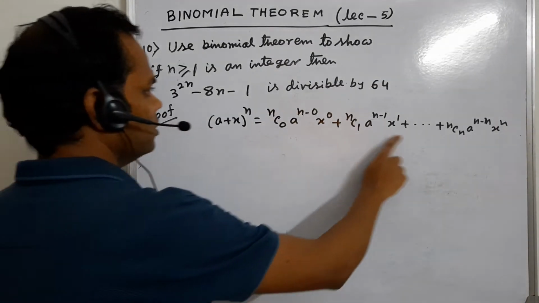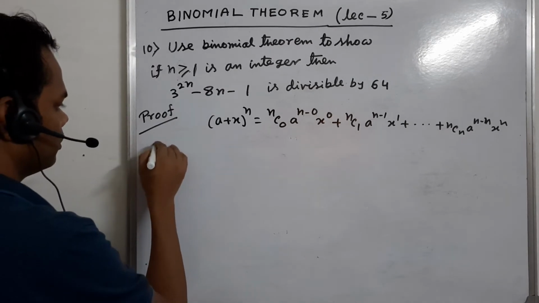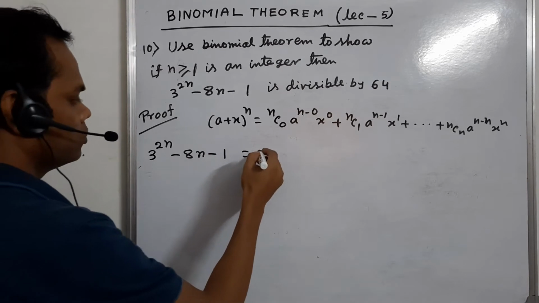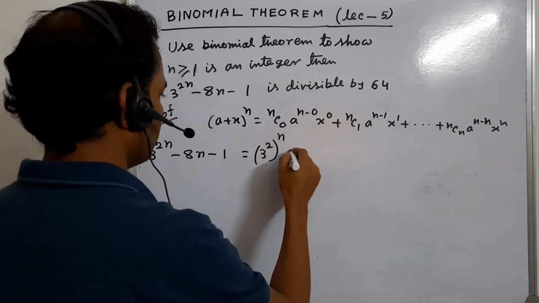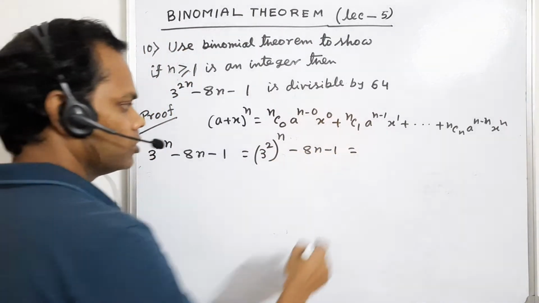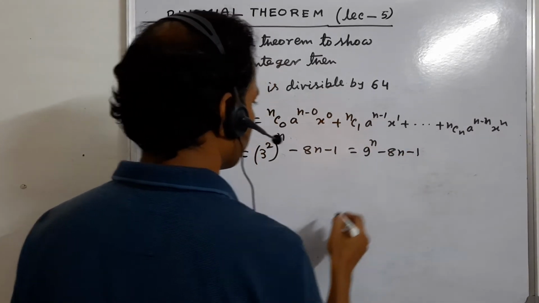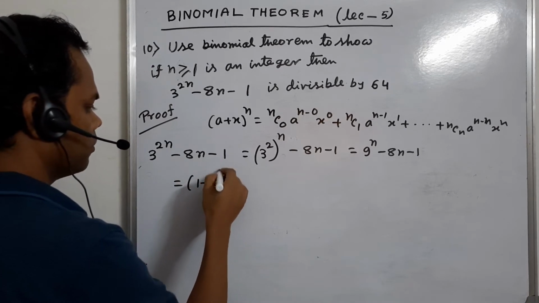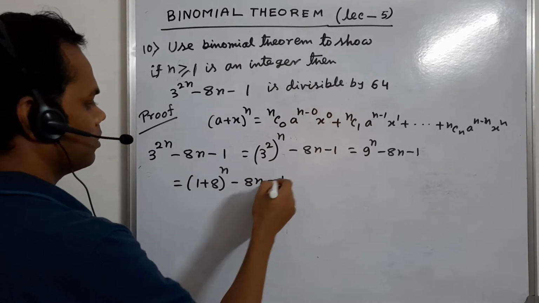So by using this binomial theorem on this, we get 3 to the power 2n minus 8n minus 1. So 3 to the power 2n can be written as (3 square) whole to the power n, minus 8n minus 1. 3 square is 9, so 9 to the power n minus 8n minus 1. 9 is equal to 1 plus 8. So (1 plus 8) whole to the power n minus 8n minus 1.